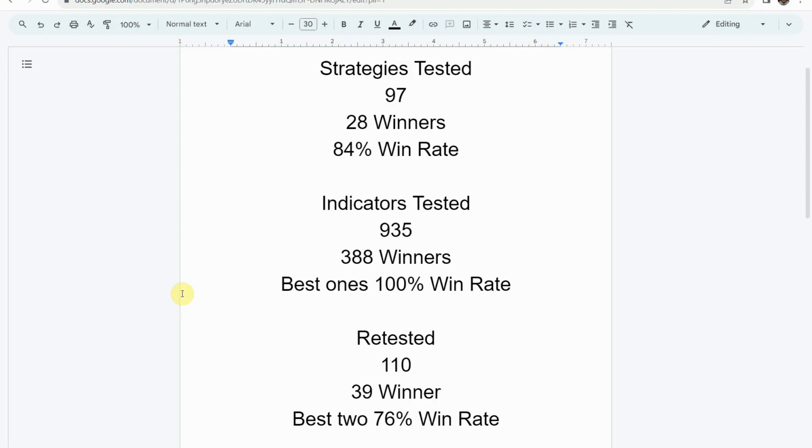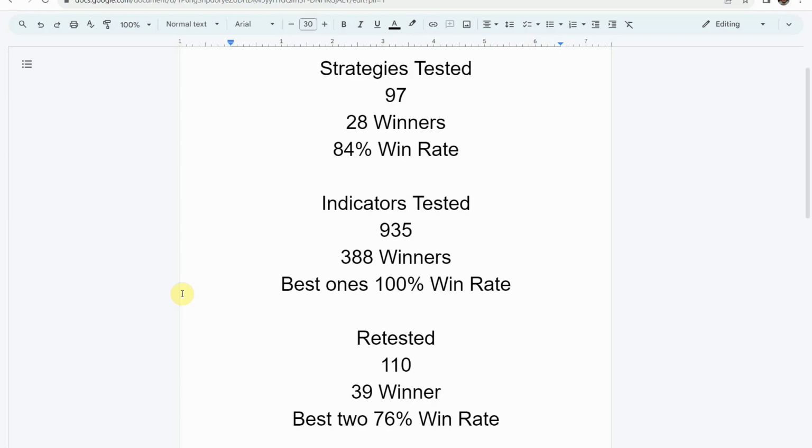We've also tested a total of 935 indicators, with 388 of them being winners. The best ones so far were able to achieve a 100% win rate. Now you need to go back and watch those videos to understand the context of how they were able to achieve that. So go back and watch those videos and see what you can get out of those winning indicators.